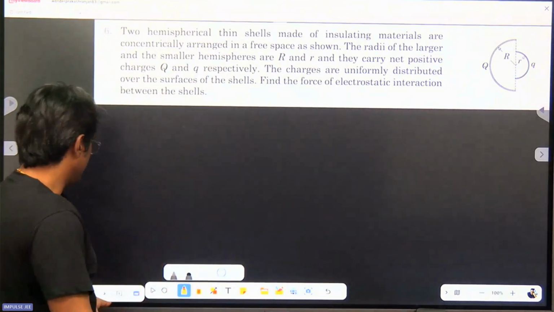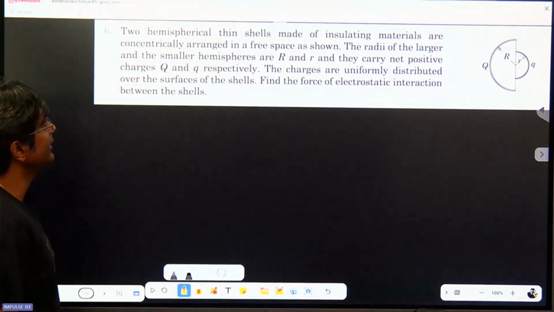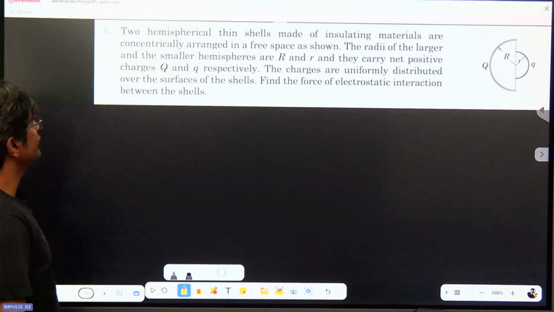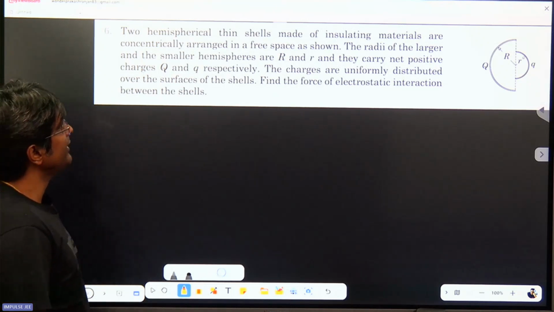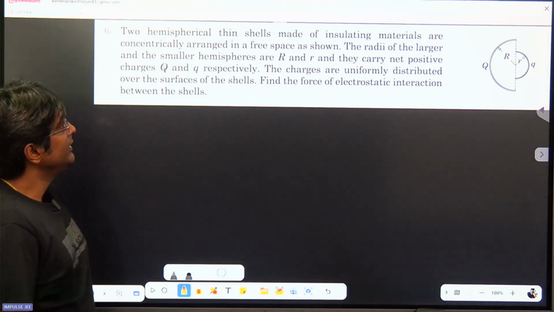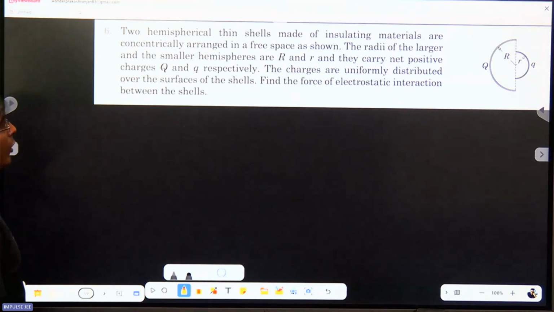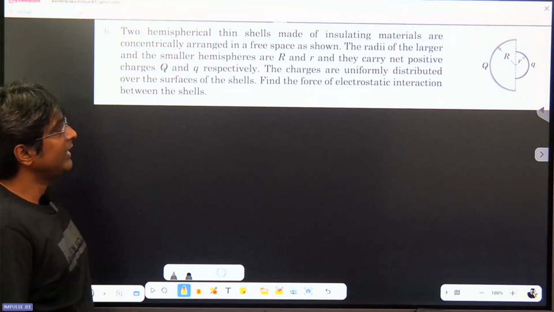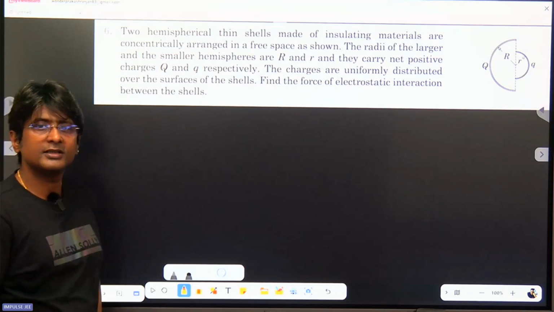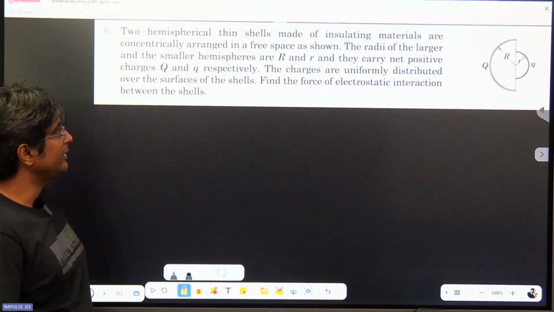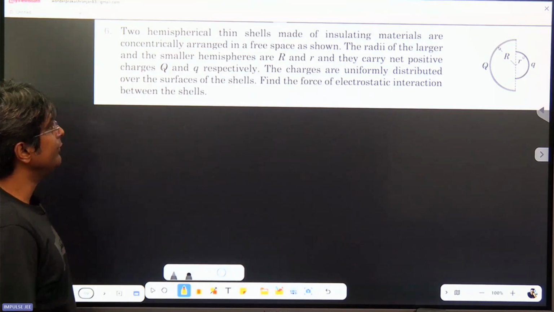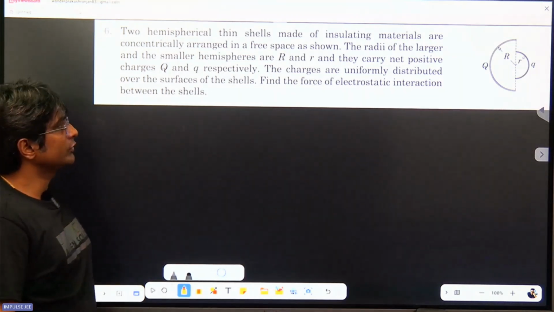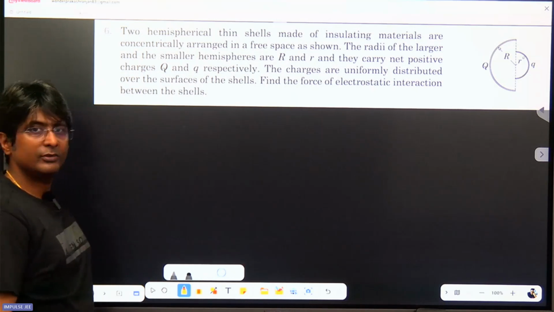So let's see. Two hemispherical thin shells made of insulating materials are concentrically arranged in free space as shown. The radii of the larger and the smaller hemispheres are capital R and small r, and they carry net positive charges capital Q and small q respectively. The charges are uniformly distributed over the surface of the shells. Find the force of electrostatic interaction between the shells.